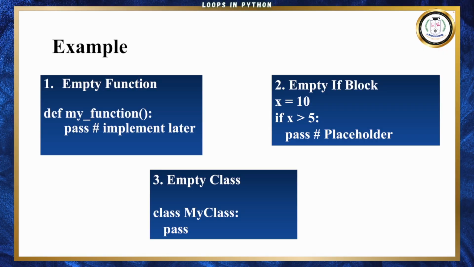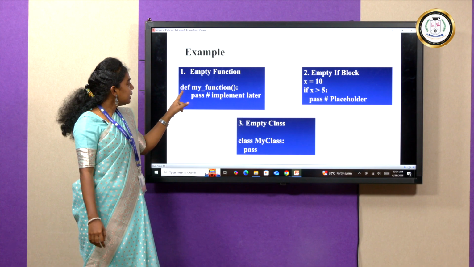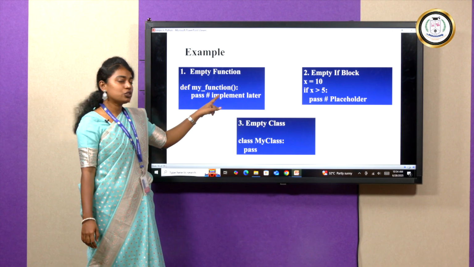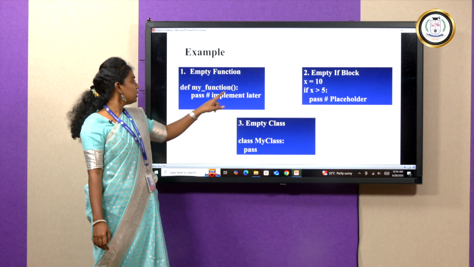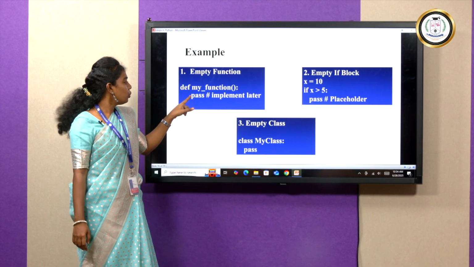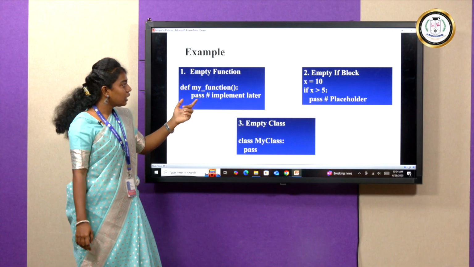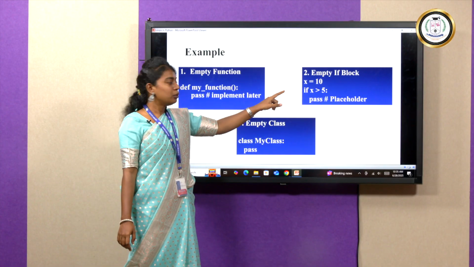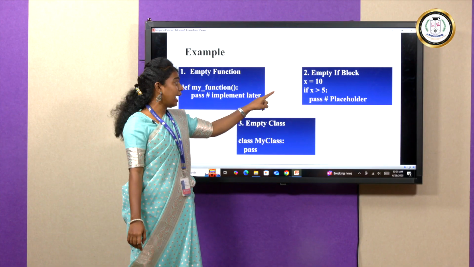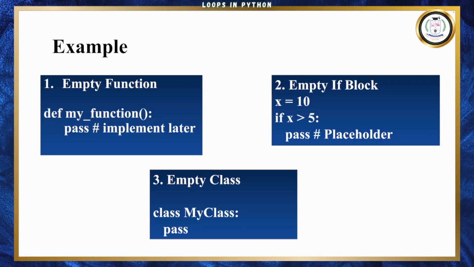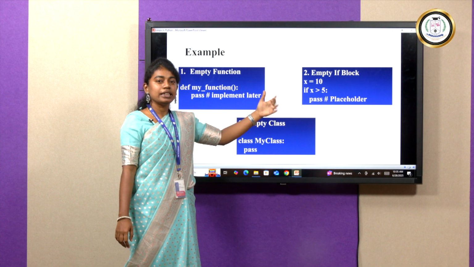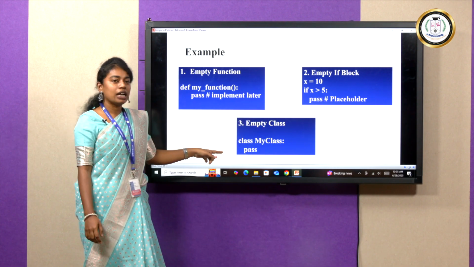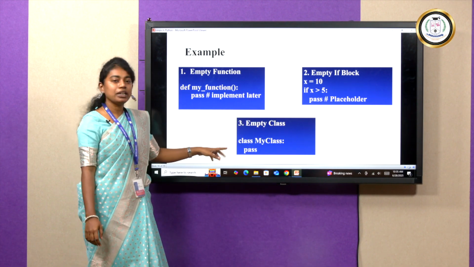Here you can see the first example is an empty function. When you're going to create a function and you're not going to define what's going to happen inside the function, def stands for definition, my_function is the function name, then round brackets and a colon. I have not written anything inside this, so pass. I'll be adding the code later on. In the same way, an empty if block. I've given x is equal to 5, and if x is greater than 5, I'm giving pass. That's like a placeholder. Whatever you want to add, you can give there as a comment and add it later. Same way for the class: class MyClass, and then you can pass.